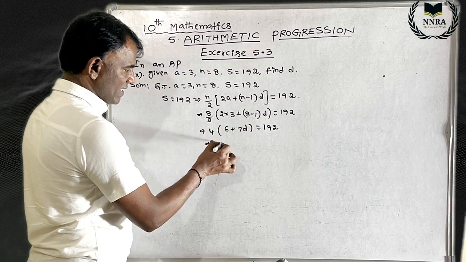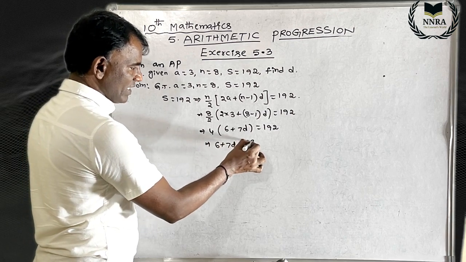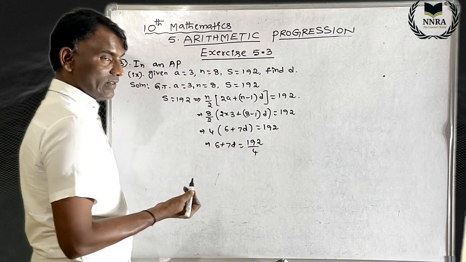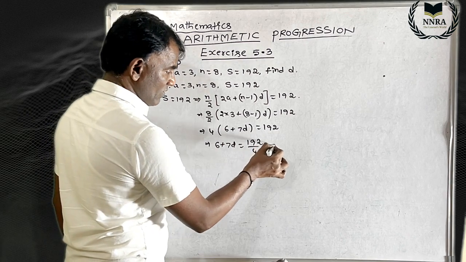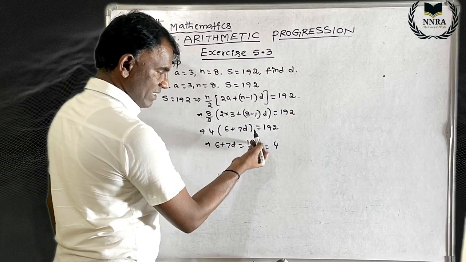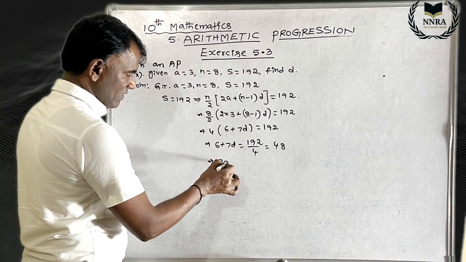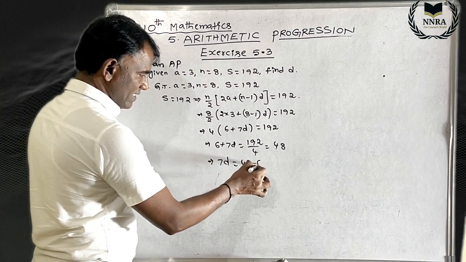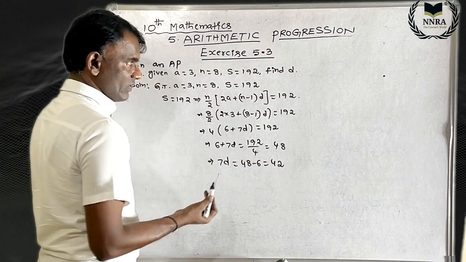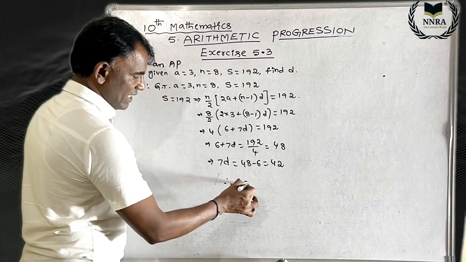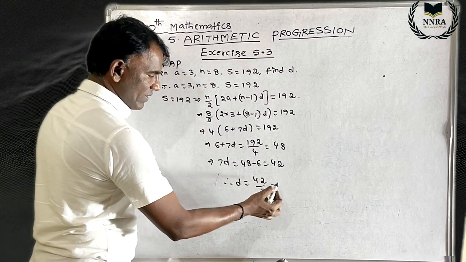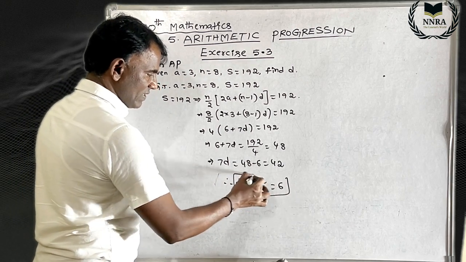Now 6 plus 7d equal to, how to write it? 192 divided by 4. So 4 4 is 16, then 32 means 4 8 is 32. Now what is the value of 7d? 48 minus 6, that can be written as 42. Therefore d equal to 42 by 7. How much? 6. That is the answer.